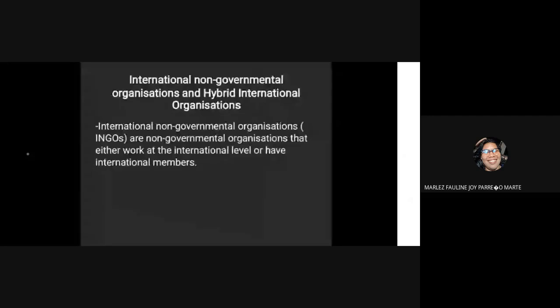International governmental organization and hybrid international organization. International non-governmental organizations, or INGOs, are non-governmental organizations that either work at the international level or have international members. International non-governmental organizations are a mixed bag, best described as those organizations that are not intergovernmental or business entities, according to Davis 2014. There is no exact figure for the number of international non-governmental organizations that are currently active. The United Nations lists 4,000 with consultative status, which may only be a fraction of their true number. So it is still not known how many are currently active.